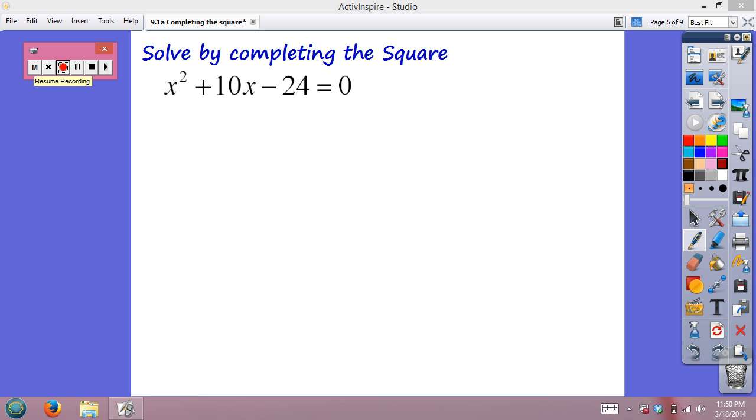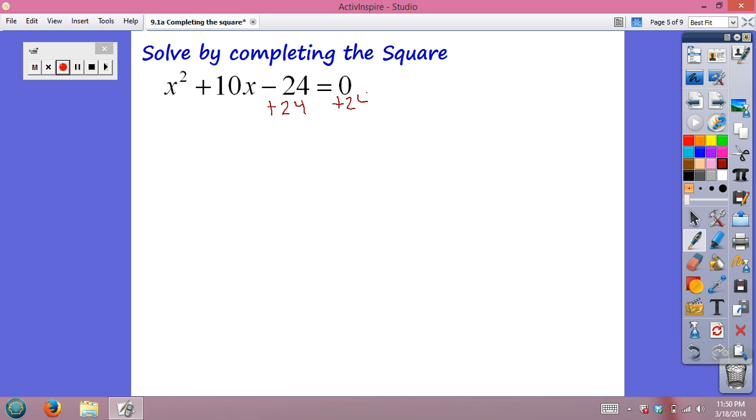So now that we've learned the steps and how to use the formula, let's do an example. So remember, our first step is to move c to one side all by itself. So we're going to add 24 to both sides of the equation to get c all by itself. So we're going to have x squared plus 10x, I'm going to leave a little space there and you'll see why in a second, is equal to 24.